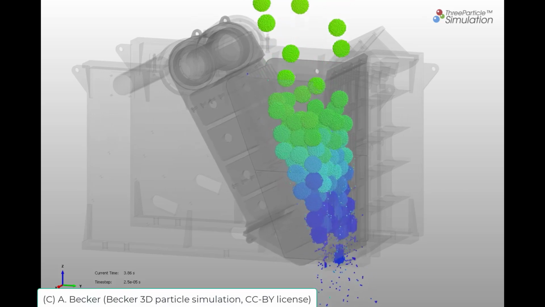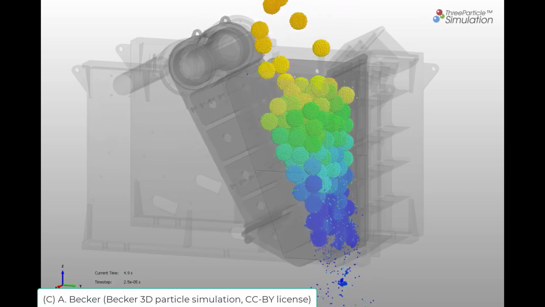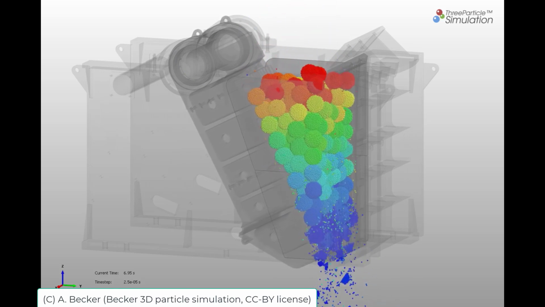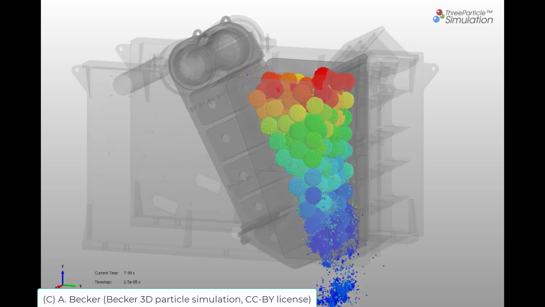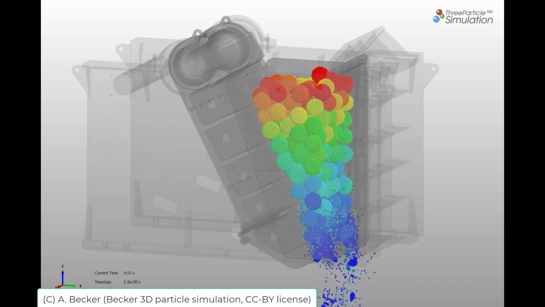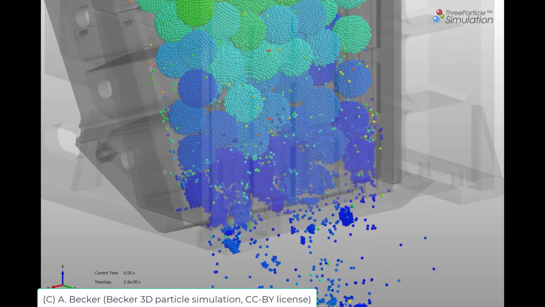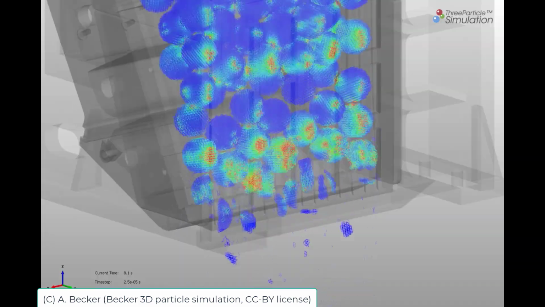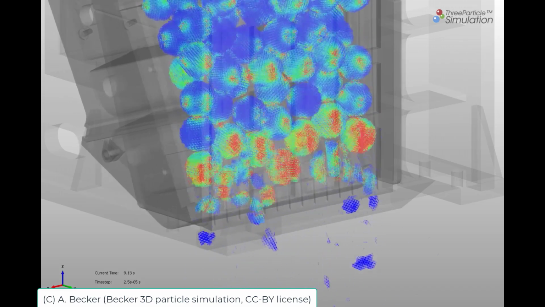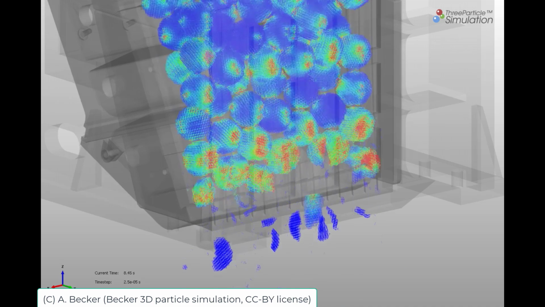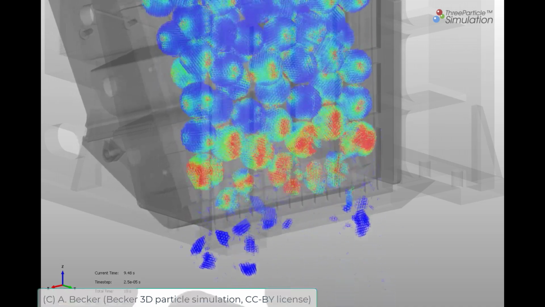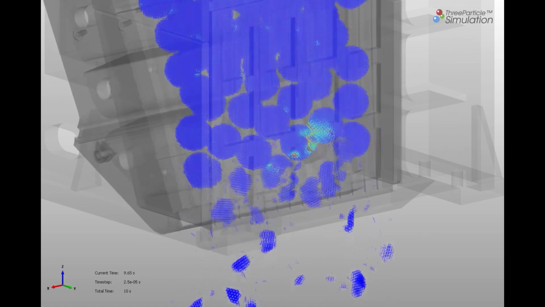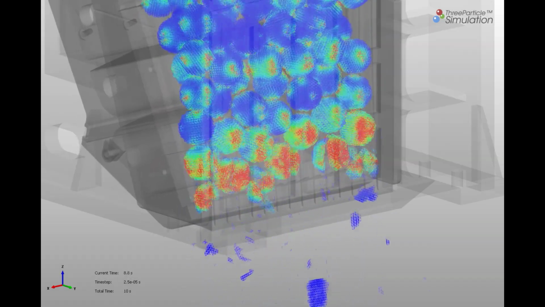In this analysis, a jaw crusher is shown loaded with bonded particles. The bonds are able to break, as can be seen on the bottom, into smaller fragments. In this detail, you can see the stresses in the bonds from blue to red, with blue indicating low stresses and red indicating high critical stresses leading to breakage.